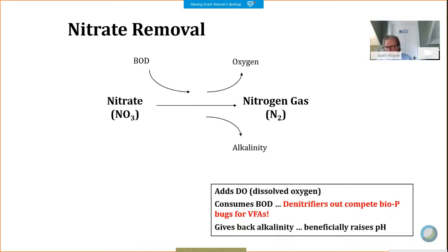As we'll talk about in a minute, the bacteria that remove nitrates, they will eat many forms of BOD, and the preferred form of organics is the same form that the phosphorus removing bacteria want. So they don't play well together, the nitrogen removing bacteria and the phosphorus removing bacteria. But remember, neither of them have brains.